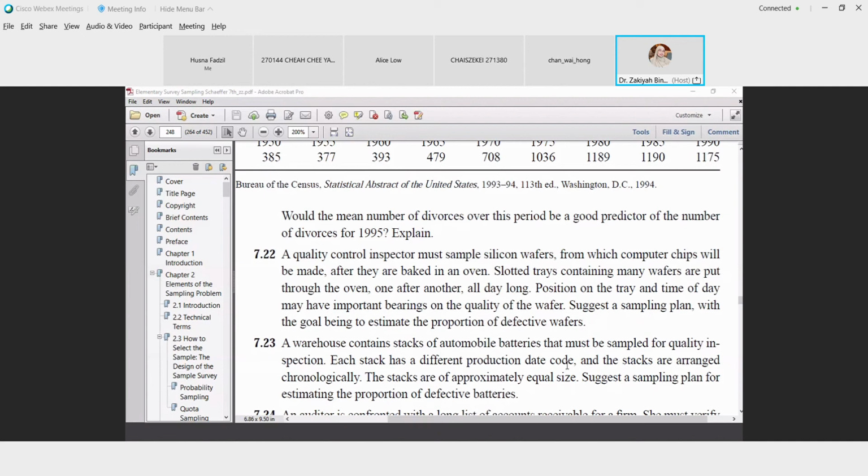So suggest a sampling plan with the goal of estimating the proportion of defective wafers. Which team wants to answer this one? Team 7? What do you think? 7.22. Systematic sampling. Which kind do you think? Linear? Circular?